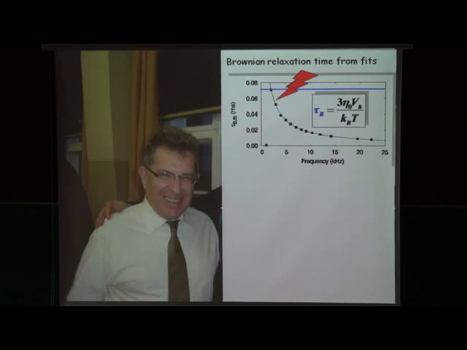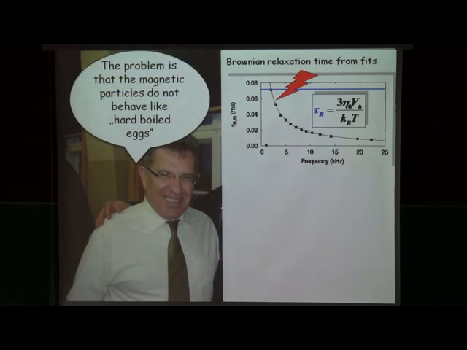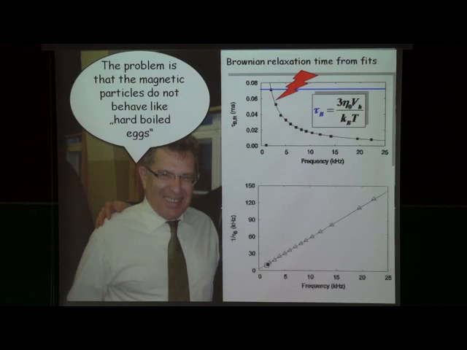We have somehow a mismatch between model and experiment. The model can nicely fit the experiment, but the fitting parameter is frequency dependent. This is not nice. Mark would say the problem is that the magnetic particles do not behave like hard-boiled eggs. Well, I plot you the inverse of this fitted Brownian relaxation time, and you see that it somehow is a function of the frequency, and it can be fitted by some effective Brownian relaxation time.